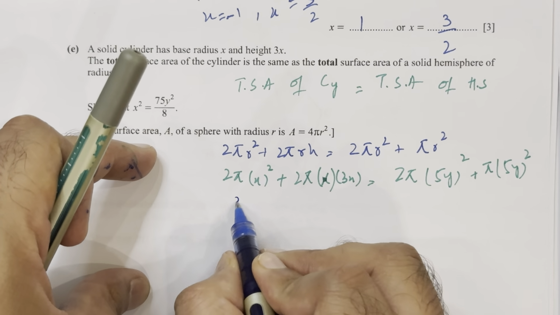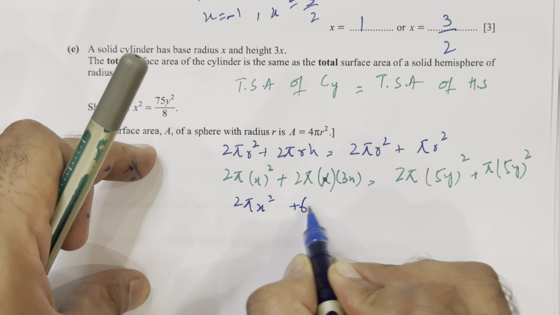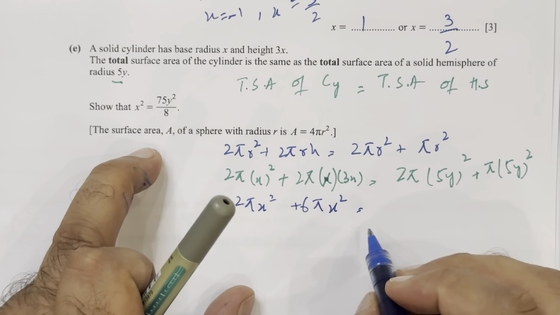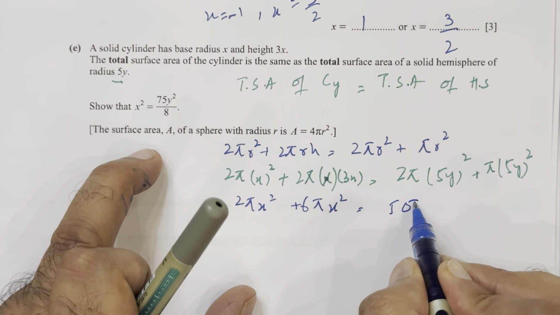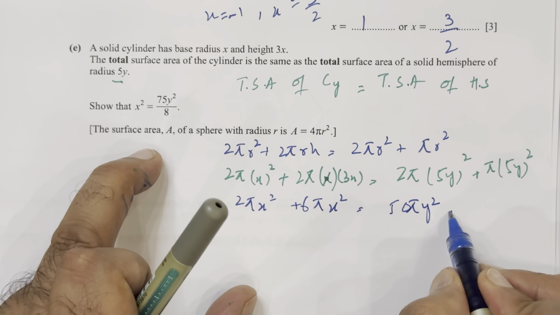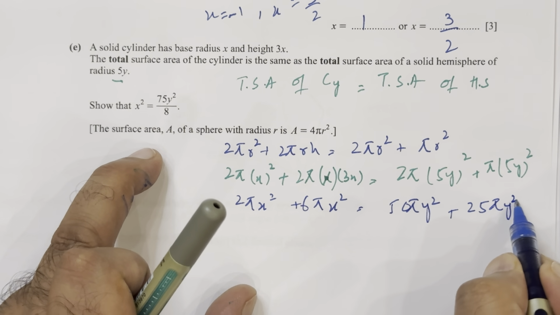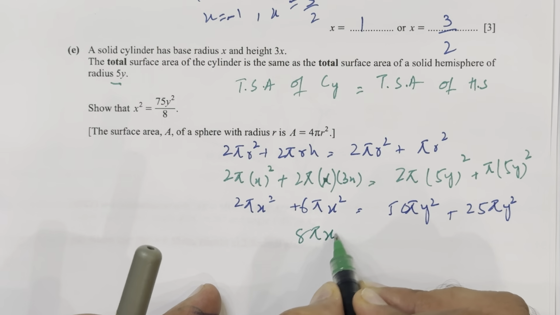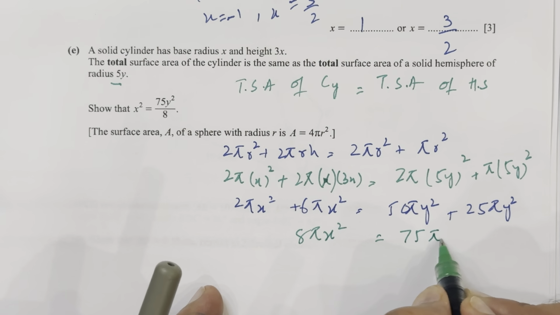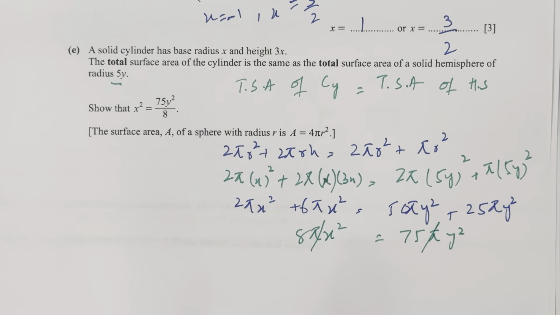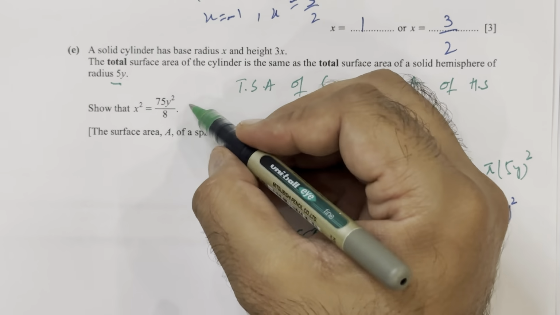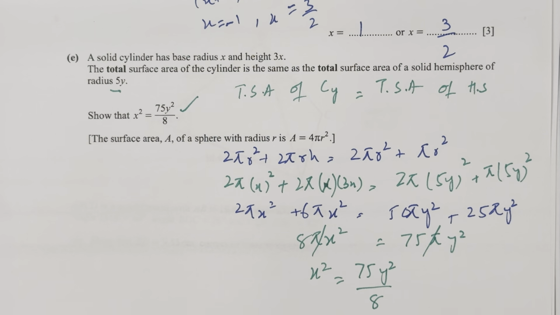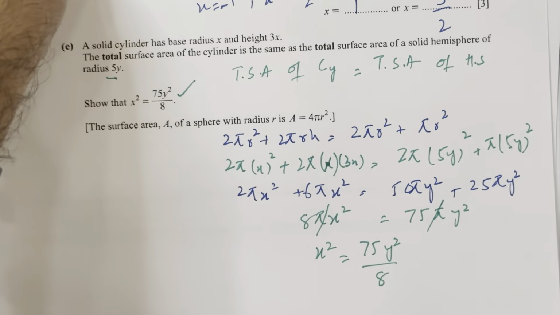So after solving that, 2 pi x square plus 6 pi x square, and you get the value 50 pi y square plus 25 pi y square, and further solving would give us the value 8 pi x square equals 75 pi y square. You're going to cancel pi with pi, and the value of x square would be equal to 75 y square over 8. So this was the required result that we needed to show. So this is how we have completed it.